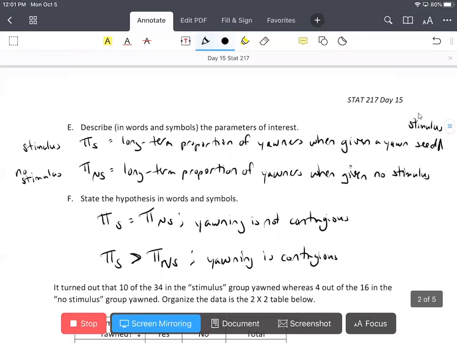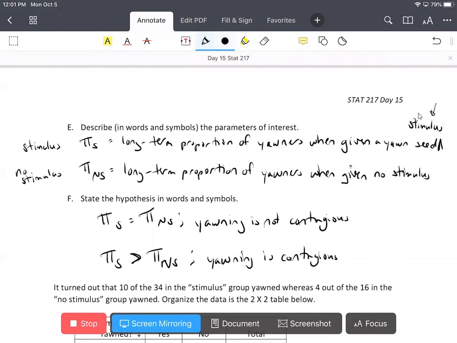Describing in words and symbols the parameters of interest. So hopefully you did a stimulus, no stimulus, or something similar to that. Now on an exam, obviously, I'll probably give you what the parameters would be and a letter, unless it is a fill in the blank sort of short answer. In this case, though, I'd probably tell you what I'd like you to use so that your notation will be consistent with what's going on throughout the problem. So pi sub s, remember pi is a parameter. It's the long-term proportion of yawners when given a yawn seed stimulus.